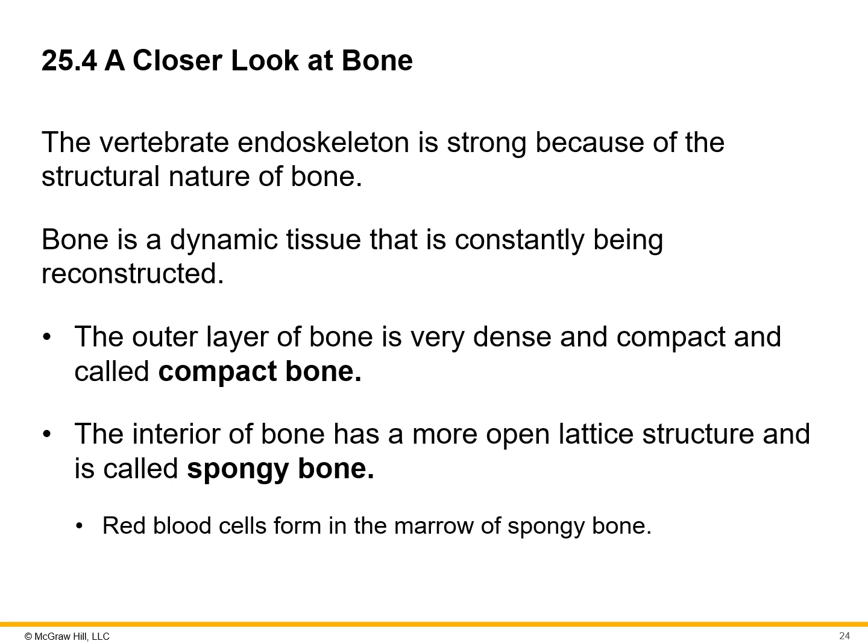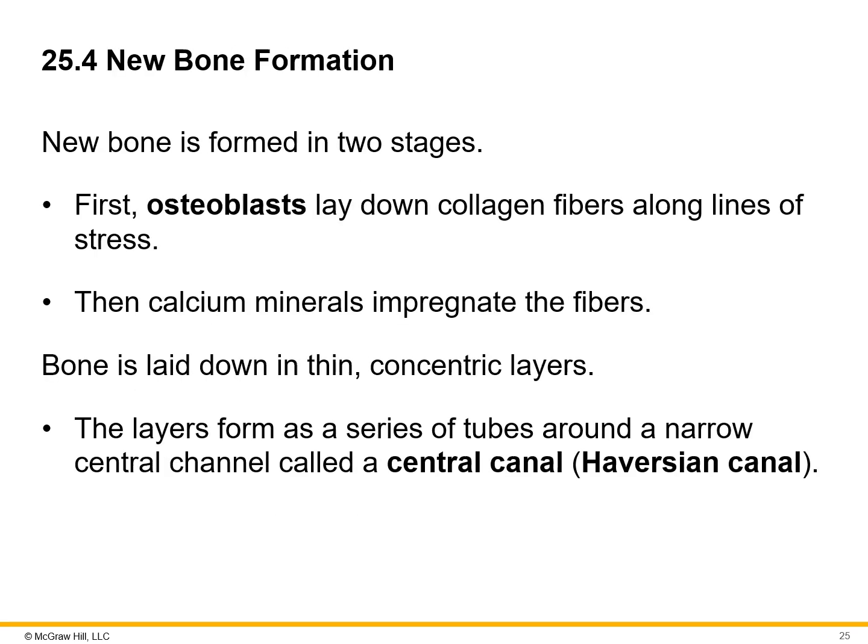So of course, the vertebrate endoskeleton, our skeleton is inside, is strong because of how our bones are made. So it is a dynamic tissue, even though it looks like it probably doesn't really change. It definitely is constantly being reconstructed. We have an outer layer of the bone called compact bone. And then the interior, though, is very spongy. So inside spongy, outside compact.